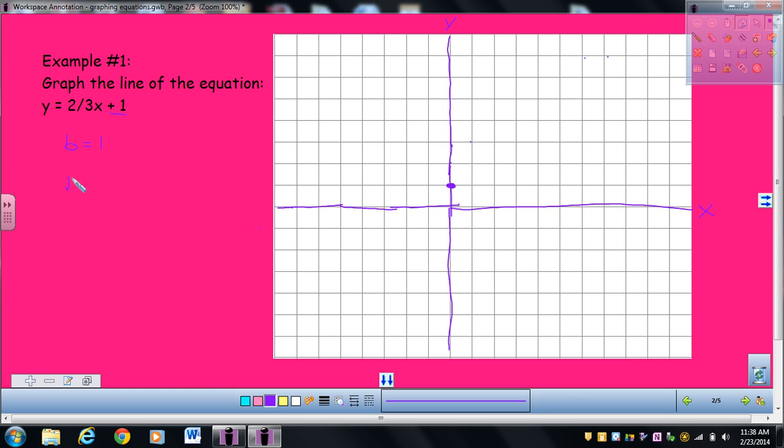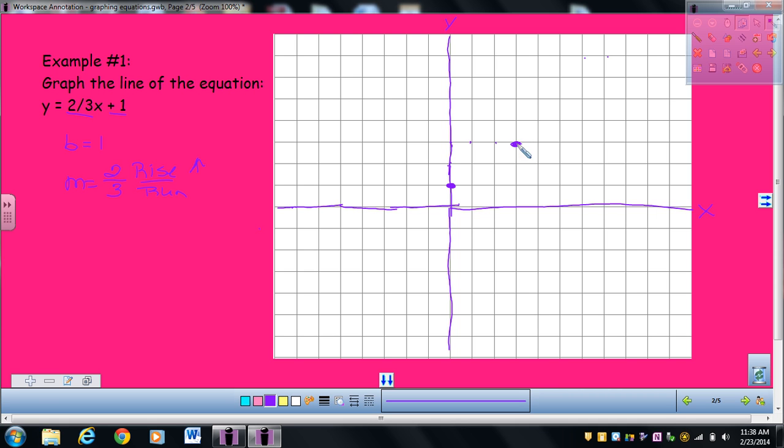Next, I determine what my slope is. And in this equation, it's 2/3, represented by m. And I know that the 2 tells me my rise, and the 3 tells me my run. And that's a positive slope, so my rise is going to go up. So I'm going to start right here at that point that I just plotted for my y-intercept. And I'm going to rise 2, so 1, 2, and I'm going to run 3, 1, 2, 3. I'm going to plot a point.